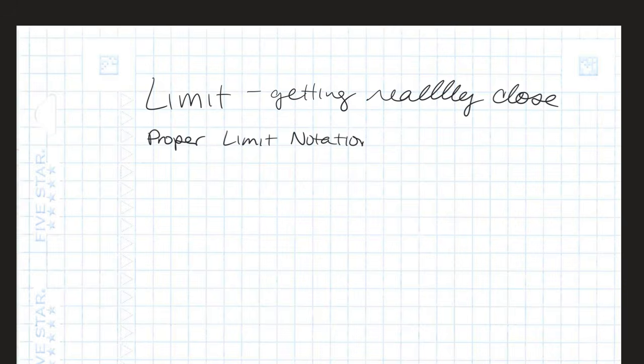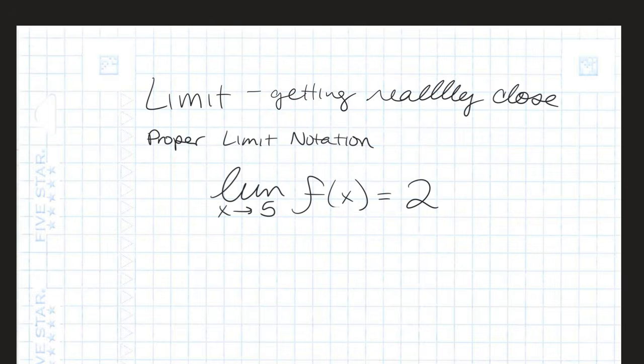When we are writing a limit, I don't know what limit notation you learned in a previous course, but in mathematics, a proper limit notation looks as follows. You will write the limit as x approaches some number, we're going to pretend like it's 5, of the function, we're going to call it f of x, is equal to whatever the limit is. Writing them properly and saying them properly is the number one goal for today.